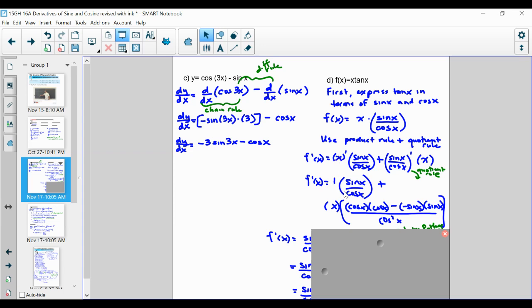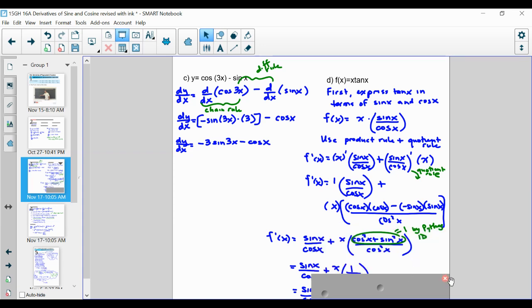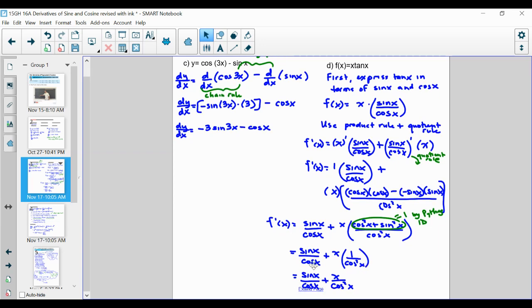I'm going to take the derivative of x, which is 1, times sine x over cosine x, plus the derivative of sine x over cosine x, which is cosine x times cosine x minus the derivative of cosine x, which is negative sine x, times the numerator, which is sine x, all over the denominator squared. And that's being multiplied by that original x. So I end up with sine x over cosine x plus x times cos squared x plus sine squared x, and that equals 1. That's our Pythagorean identity. So I can replace that with a 1, and I can simplify a little bit.